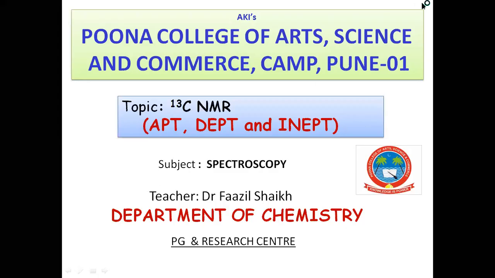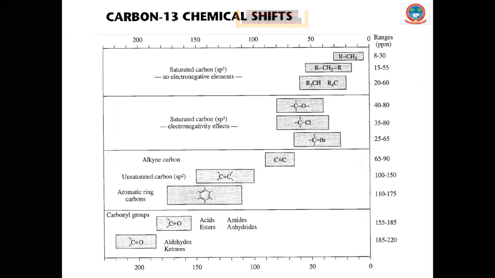So now here, see, when we go for the carbon 13 chemical shift table, this helps us to identify the peak and correlate the value of the chemical shift of the peak with the type of carbon.